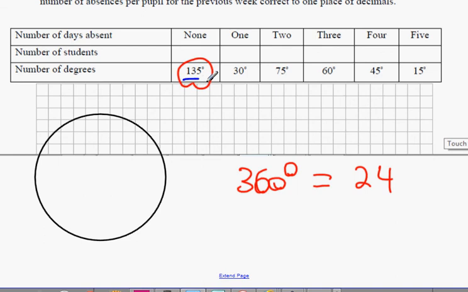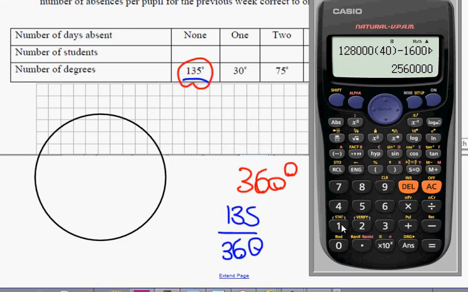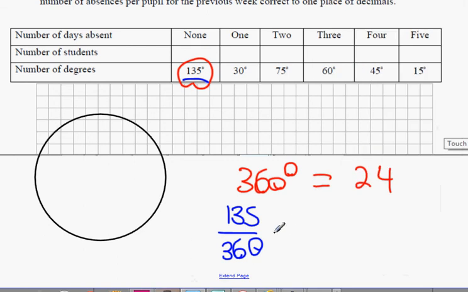Okay. What we next have to do is figure out how much each one of these is. So we get these as a fraction over 360. So what's 135 divided by 360? In fraction mode, please. 3/8. So 3/8 of the students were absent for none of the days. So you have to multiply this fraction by 24, and what do you get?